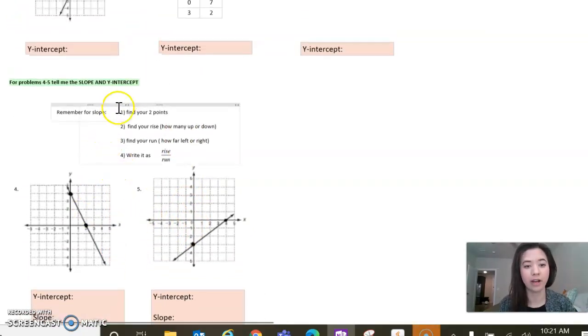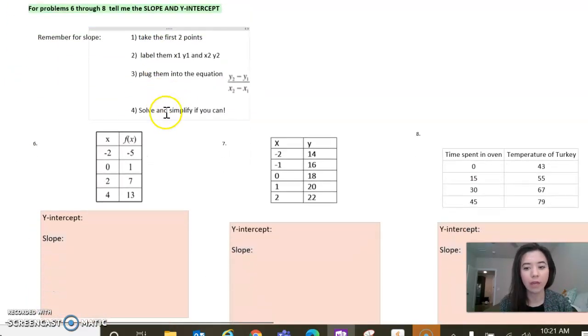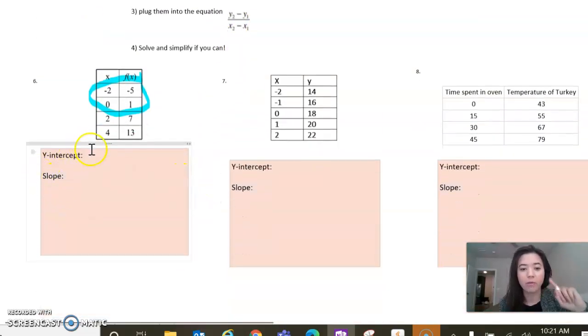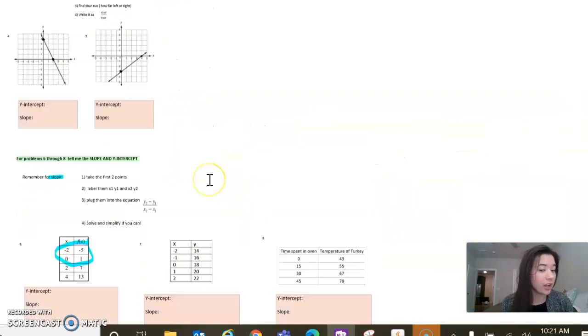And as a reminder, I tell you how to find your slope up here. Take your 2 points, find your rise, find your run, and then write it as rise over run. And then from the tables, take the first 2 points, like these two right here, label them x1, y1, x2, y2, plug them in, and then solve. So use this to help you for your slope if you forgot. And again, you're telling me both the y-intercept and the slope.